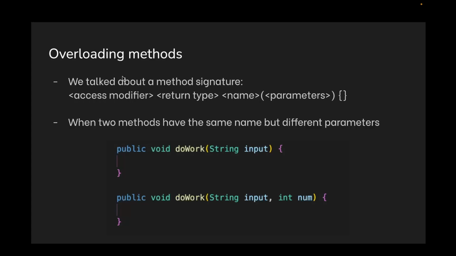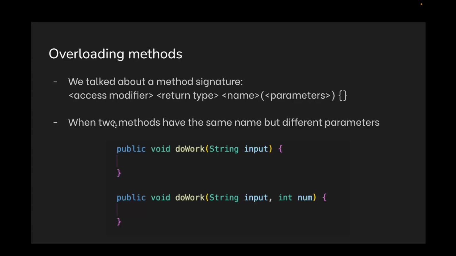So now let's talk about the difference between overloading and overriding. With overloading, we talked about a method signature. Remember when we were talking about classes, objects, and methods, we had a general structure for methods. We had the access modifier, which is public or private. We had the return type, which is void or some data type. Then we had the name, in this case doWork, and then we had parameters, which you can see here inside the parentheses.